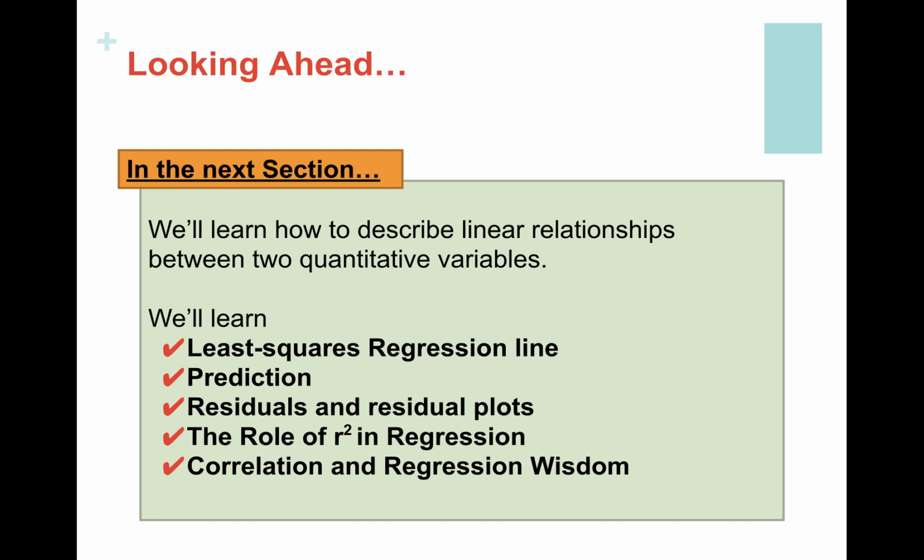Then we're going to look at what are called residuals and residual plots. A residual is that little error I talked about, of how far the dots are away from the best fit line. And then we're going to look at R squared, not just R, the correlation coefficient, but now R squared. It has a very important role when it comes to regression. And then in section 3, we're going to talk about correlation and regression wisdom.